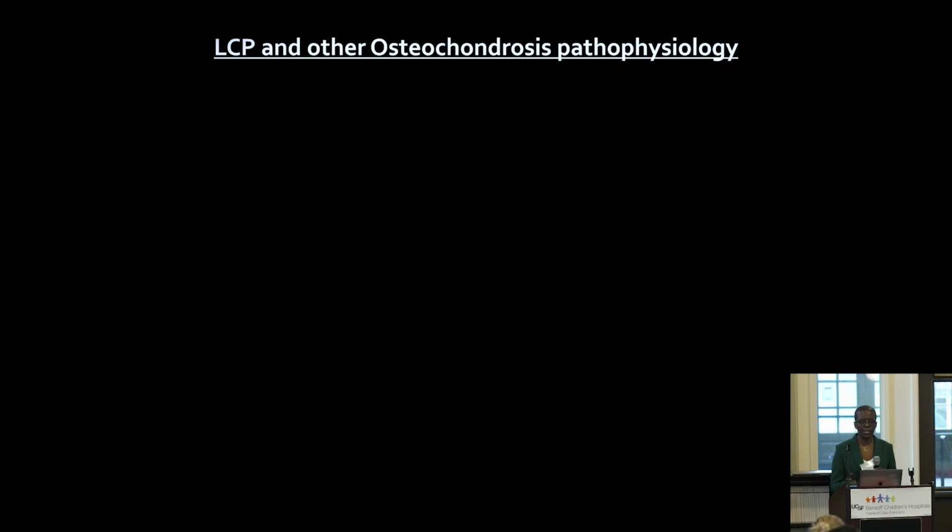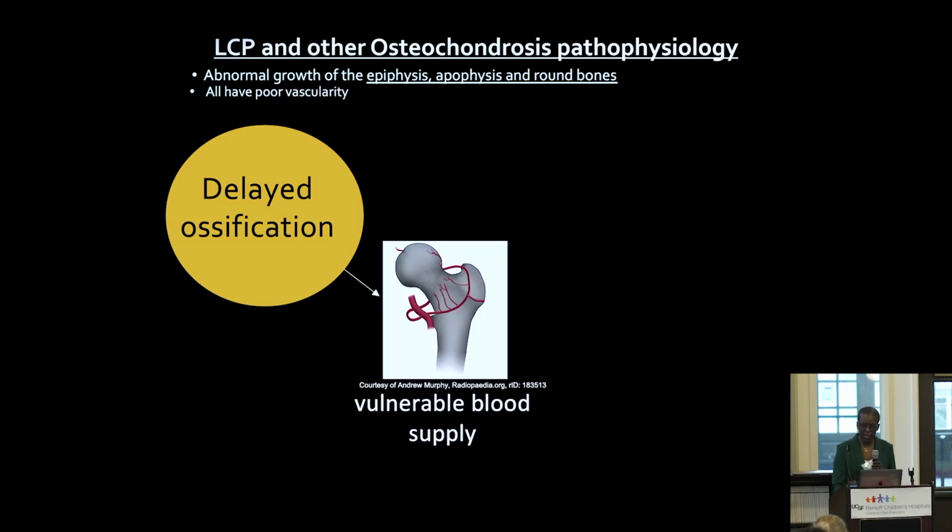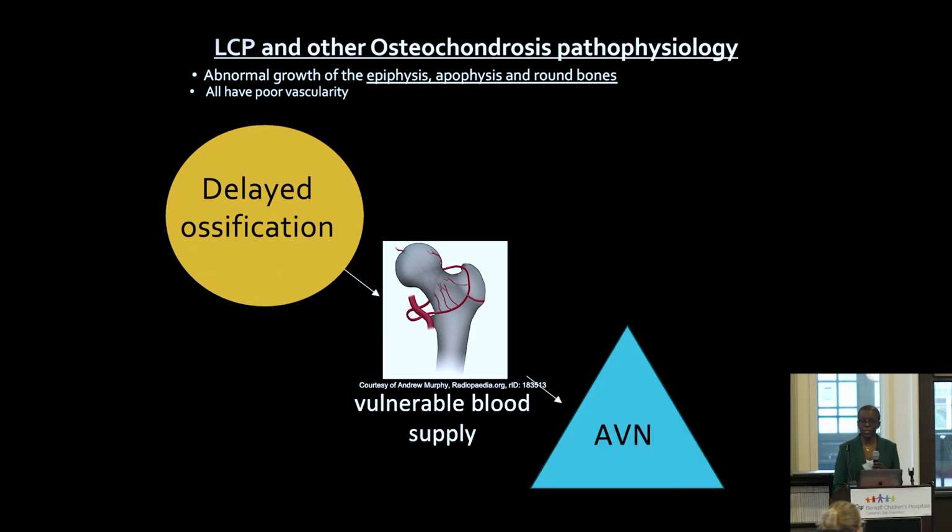So Legg-Calvé-Perthes and other osteochondroses that you've heard of, like Osgood-Schlatter and Sever's disease, they all basically have the same pathophysiology. What you have is an abnormal growth of the epiphysis or an epiphyseal equivalent, so the apophyses or the round bones. And so there might be some delayed ossification. They all have poor vascularity, so they have a vulnerable blood supply, and that results in AVN.